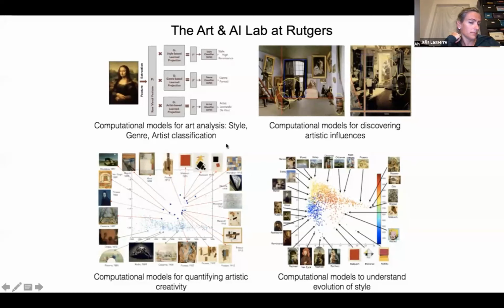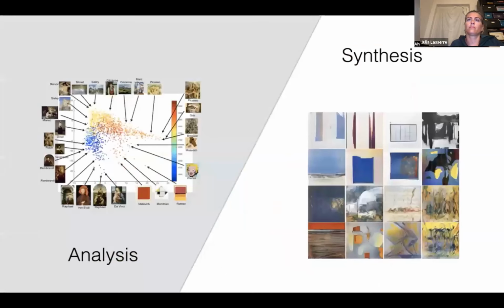There are many things we have been working on, understanding art, looking at building computational models for discovering artistic influences, and models for understanding creativity and understanding the evolution of art over time. We basically work both on the analysis side of art history using AI and the synthesis of art using AI.